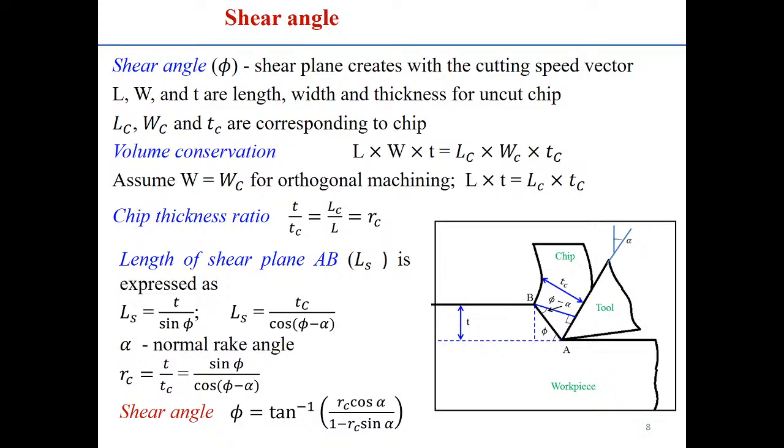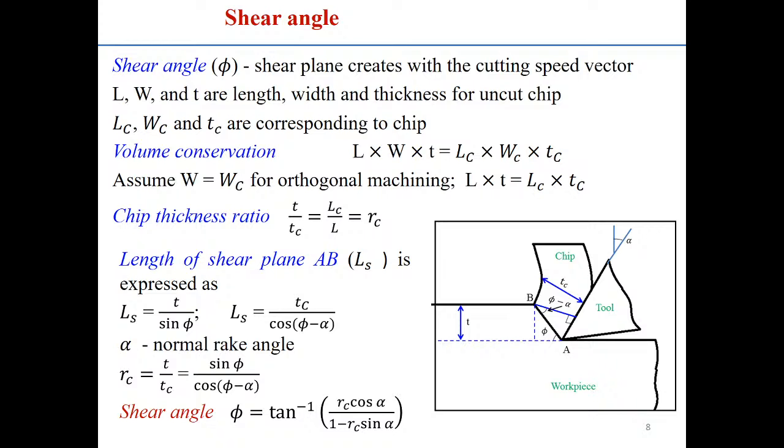That means either tc by t, if the values are available, represents the chip thickness ratio, or we measure L, the length of the chip before cutting, and the length of the chip after cutting. Then we will be able to know the chip thickness ratio. Now the length of the shear plane AB, Ls, can be expressed as t by sin phi. From this relation with alpha, the rake angle, the chip thickness ratio rc, or t by tc, can be represented in terms of the angles phi and alpha. That is already given, and from there we can represent the shear angle phi equal to tan inverse of this.